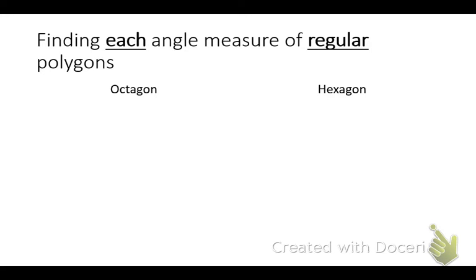All right, what is the individual? Well, tell me this first. What is the sum of the octagon? Your teammates can help you. 1,080. All right, 1,080. And what did you divide by? 8. And what did you get for the individual? 135.